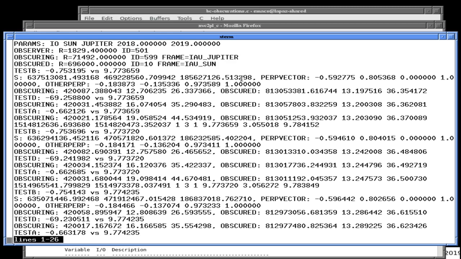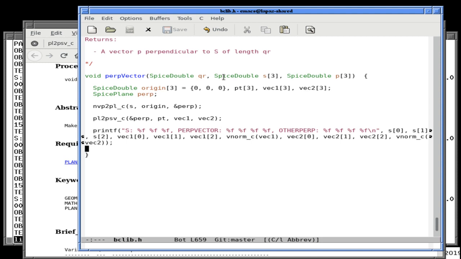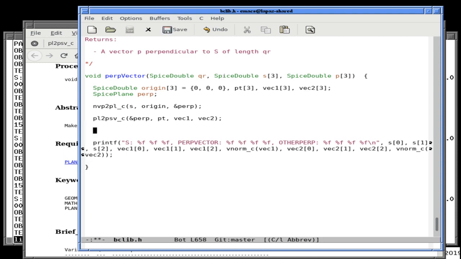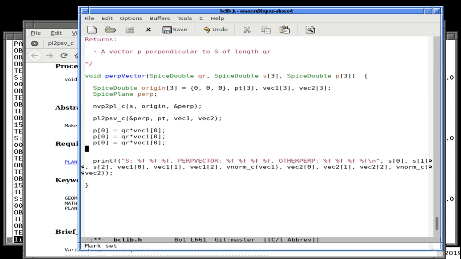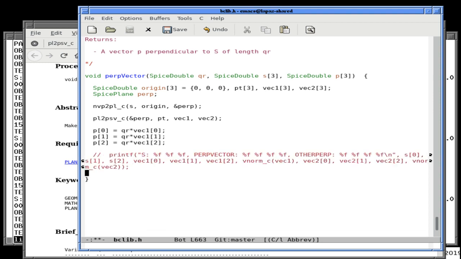The only thing this doesn't do is multiply them by the QR, which we can do very easily, because we actually have to set these values ourselves now. So P0 equals QR times VEC. Well, go ahead and use VEC1. It seems nice. I'm not going to assume the third component is zero. So I will compute it, even though if it is zero, this won't do anything, obviously. All right. And then we don't need to return it because this function returns void.